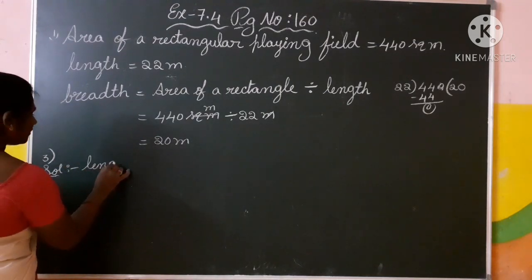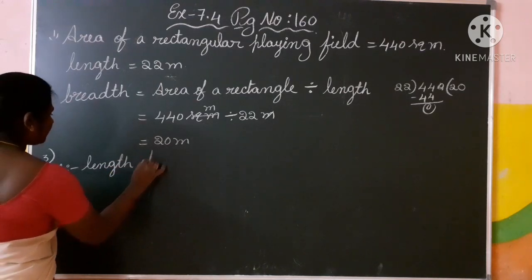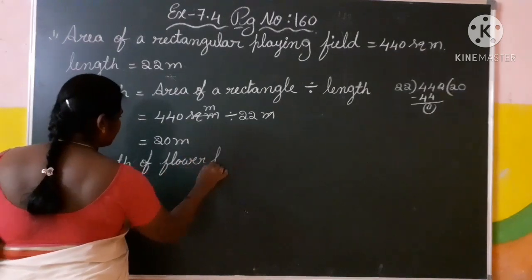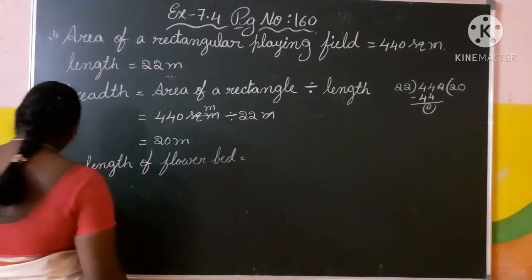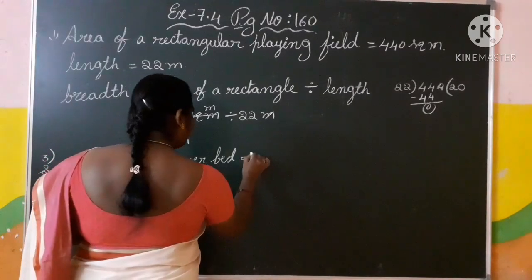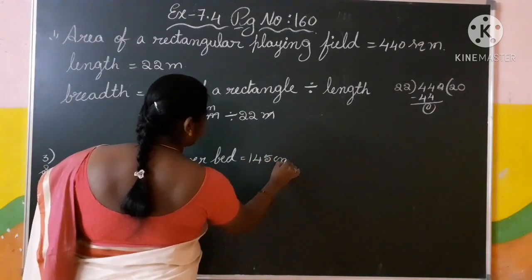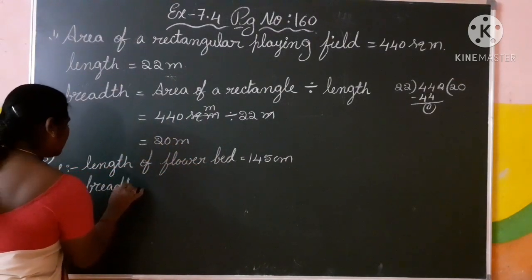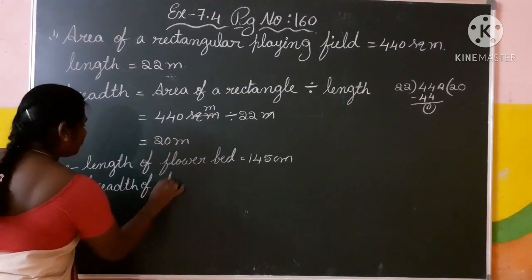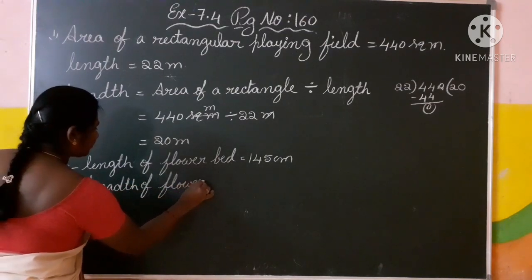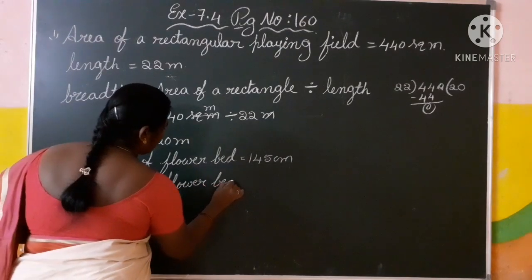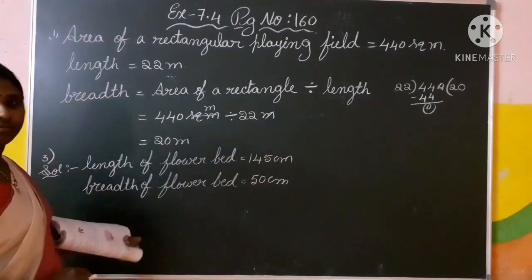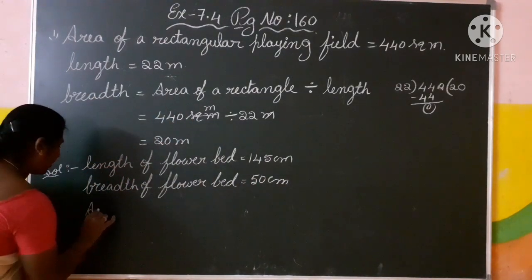Length of flower bed is equal to 145 centimeter. Next, breadth of flower bed is equal to 50 centimeter. So, for one flower bed, now we have to find the area of the flower bed.